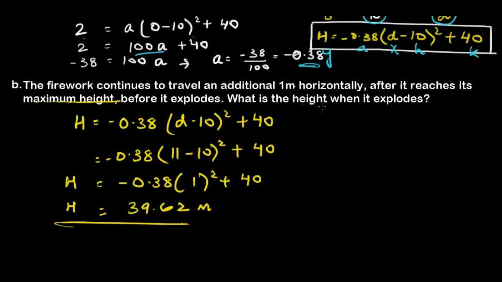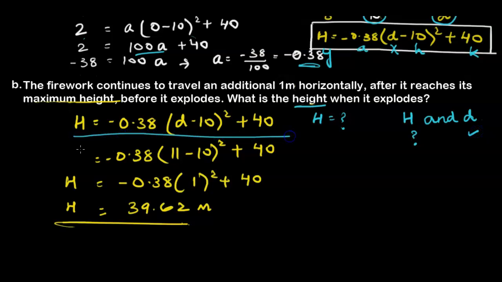So the second part wants us to find the height, that is uppercase H, when it explodes. Now we are working with two variables in this question, height and distance. So if the question wants us to find height, it has to give us distance, so that we can use the equation we obtained in part A and substitute the distance, as we already have a, h, and k as values in the equation.